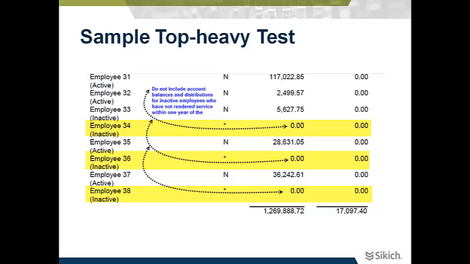On the next screen here, we don't include account balances and distributions for inactive employees who have not rendered service within 1 year, so within the 1-year period ending on the determination date. So you can see there's three employees who are in that case where they're inactive employees and they have not rendered service. So we're not going to include their account balances.